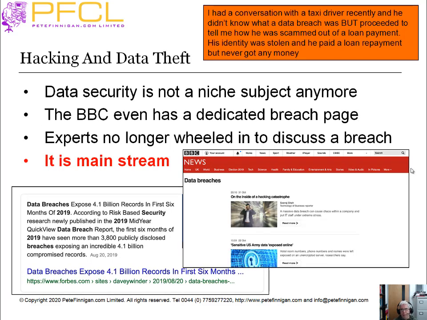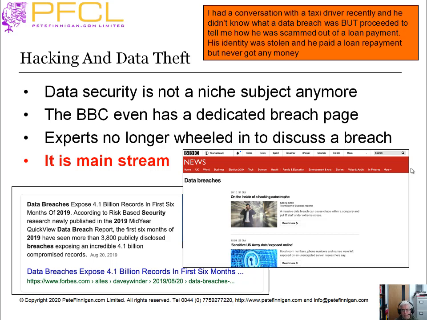Data breaches first. If we go back about 5 years, then a data breach was not really mainstream news. You know, the BBC used to get an expert to come on and talk about the terms of a data breach, to talk about the technical terms, to explain it to the listeners, because no one really understood what it was. At least the BBC felt they didn't understand what it was.